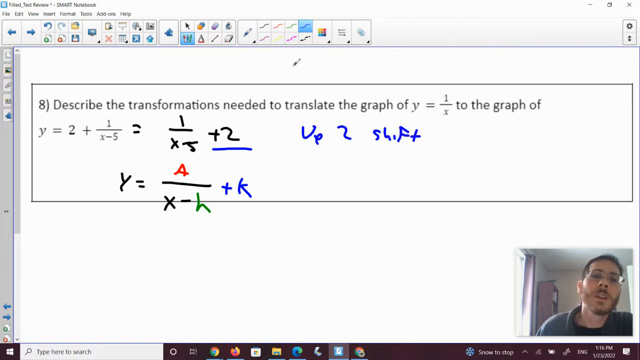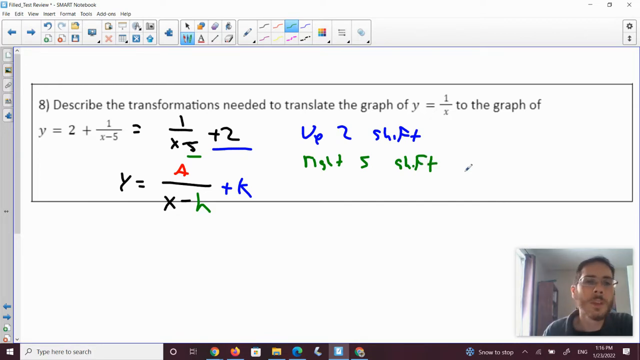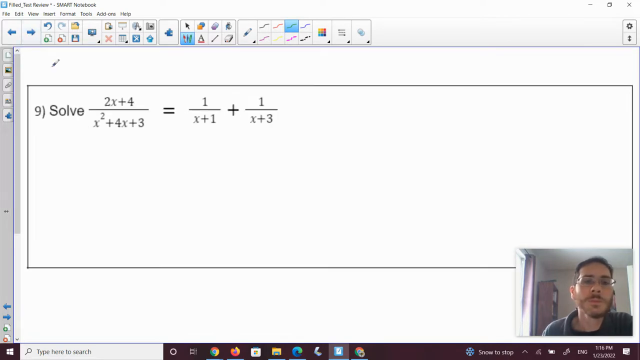That's a shift. And we can see down here, h is 5. So we're going to go to the right 5 with a shift. That's it. So we're all done. Those are the 2 transforms. Again, if you want to graph them to double check, you're more than welcome to do so.